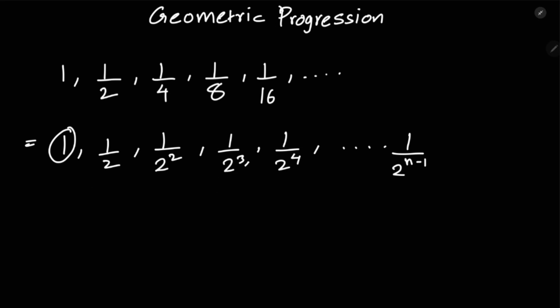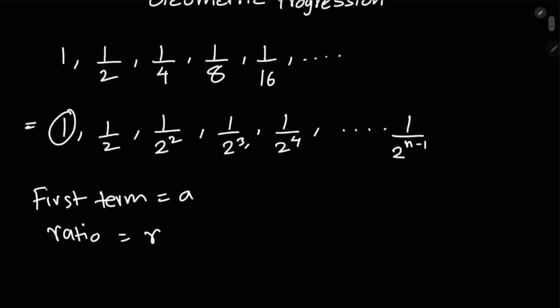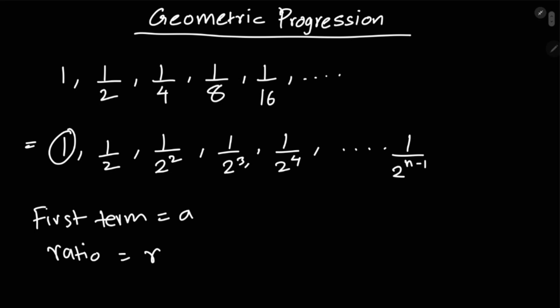So this kind of sequence where we start with a first term, let's call it A, and there is a constant multiplicative factor, or I would call it ratio between any two consecutive terms, as R, and we go from A to other terms by multiplying R each time. This kind of sequence is known as geometric progression.